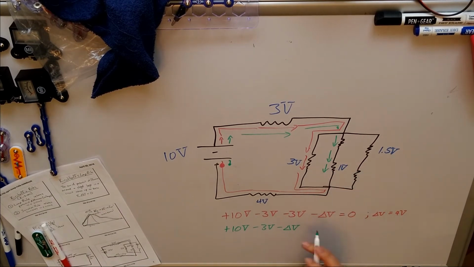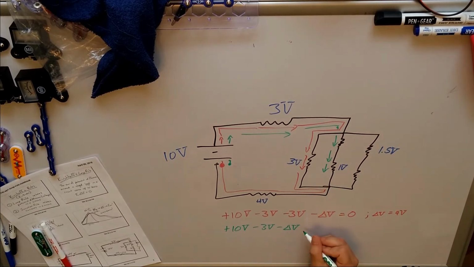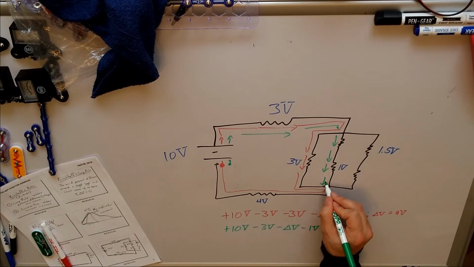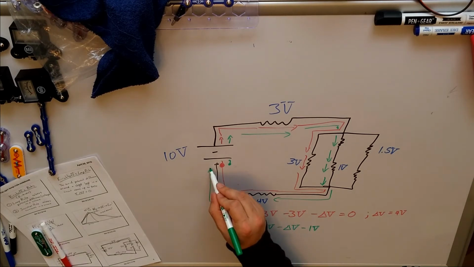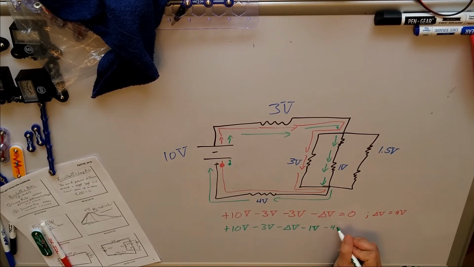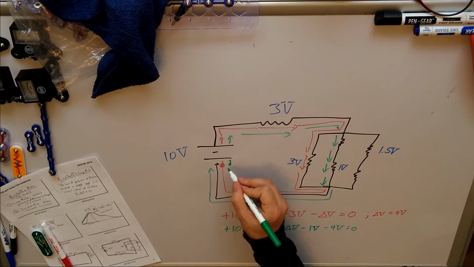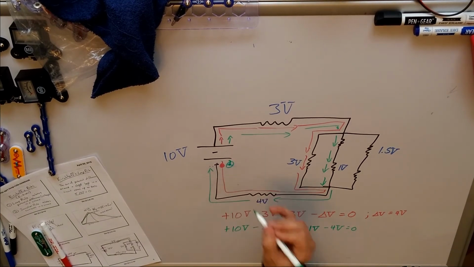Then I keep going. I don't know the potential drop across that. That's okay. That's what I'm trying to find out, it turns out. I go across the next one. It has a drop of 1 volt. And then finally, here's where the upside of the other one came in. I now know that the potential drop across this one is 4 volts. And then I end up back where I started.